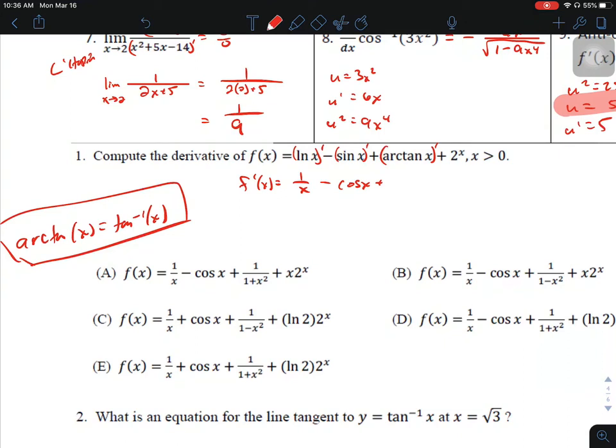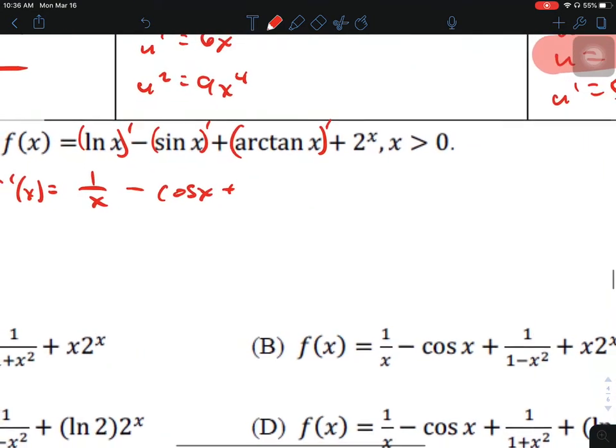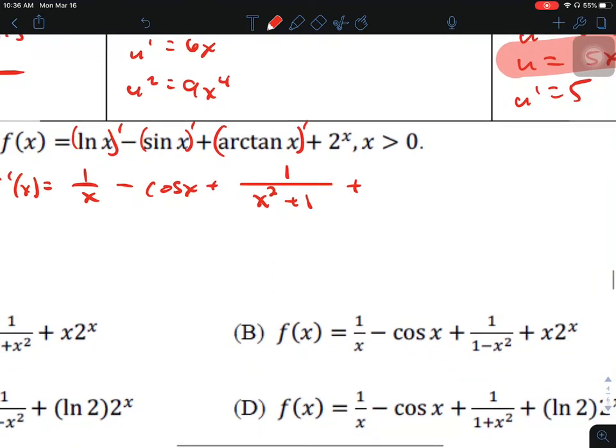The derivative of arctangent is the derivative of the angle, which would be 1, over the angle squared plus 1. That's one of the new rules that we just learned. And then if we add to this, how do you take the derivative of 2x?